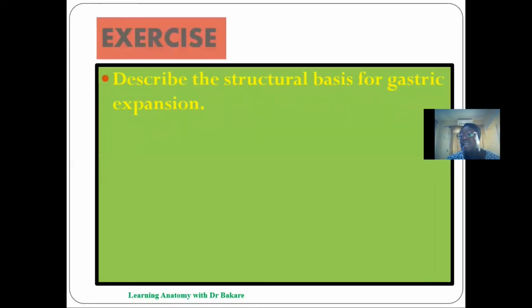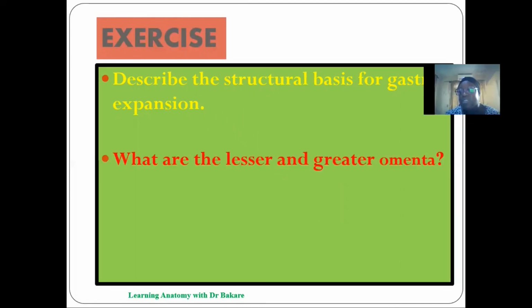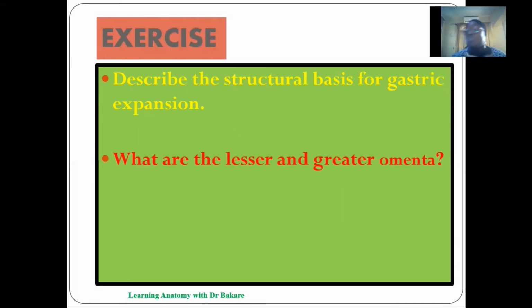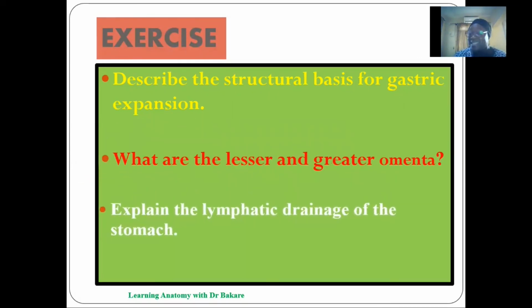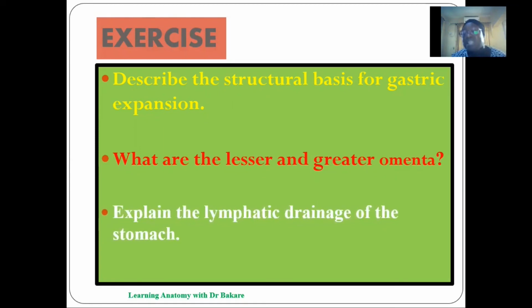This is an exercise for us to check our understanding of this lecture. The first question is to describe the structural basis for gastric expansion. What are the morphological bases that are set up for the stomach to be able to expand to accommodate food particles? Also, the second question is for us to describe the lesser and the greater omenta. Then the third question is explain in detail the lymphatic drainage of the stomach.